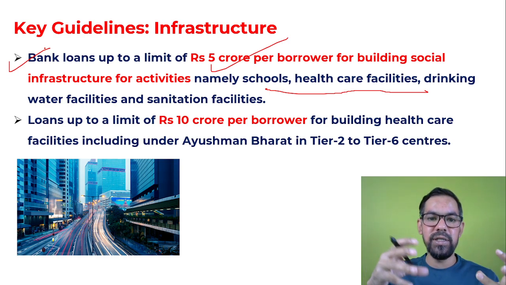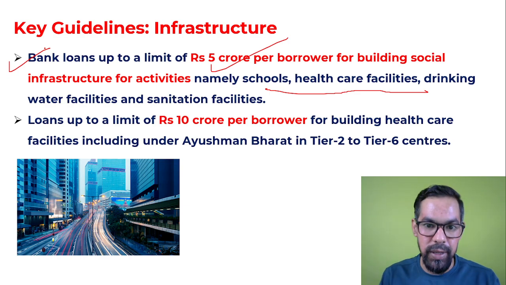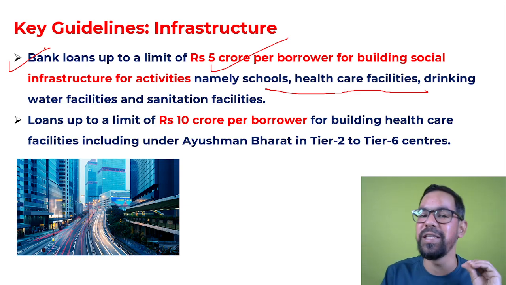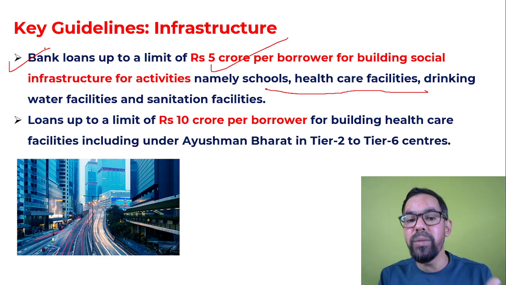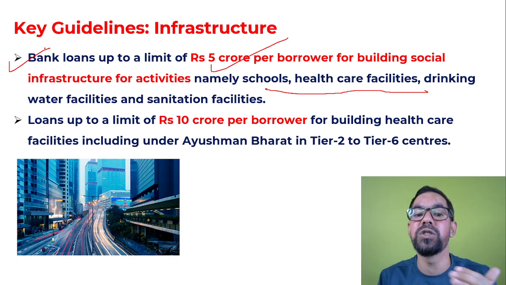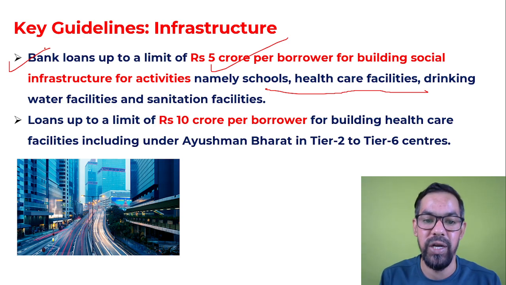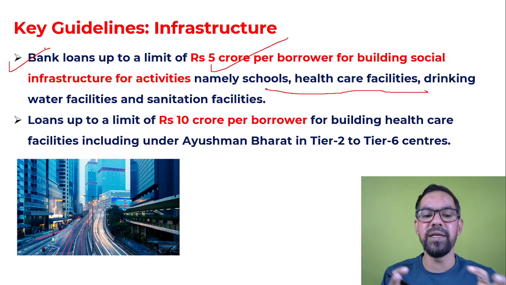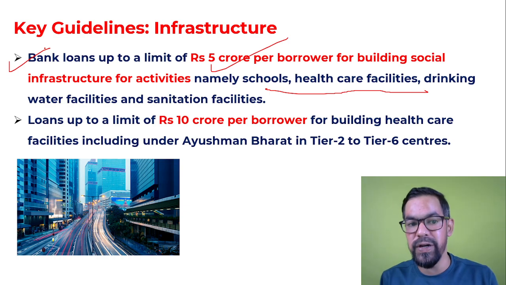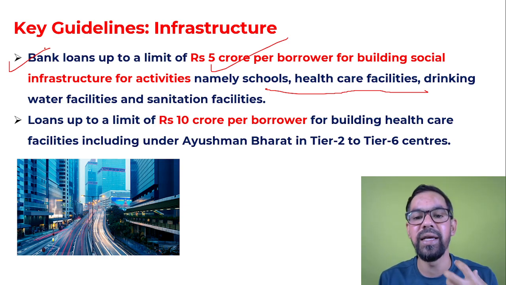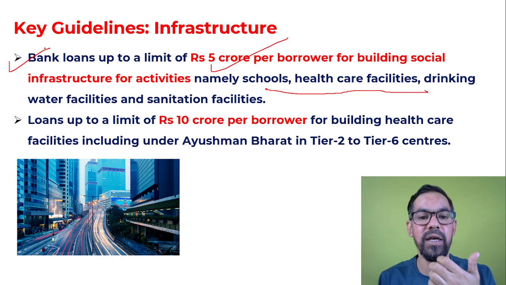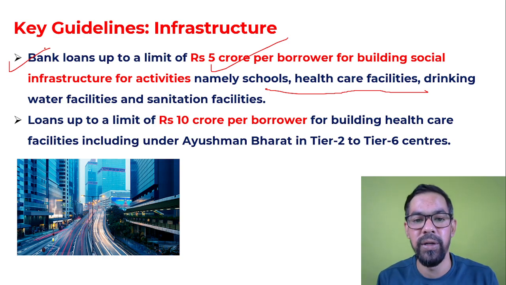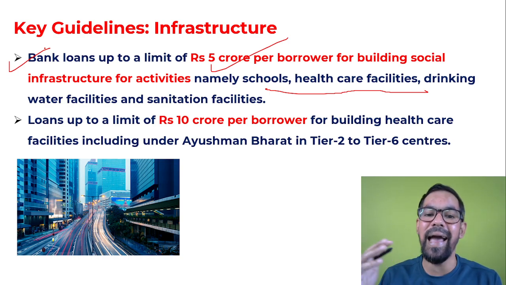There are some caps which are made by RBI, and you have to remember these guidelines because many times examiners ask questions based on them. Along with the primary guidelines, you have to remember these as well. If any bank is giving a loan for social infrastructure activities like healthcare facilities, like the construction of a hospital, the cap is 5 crore rupees.